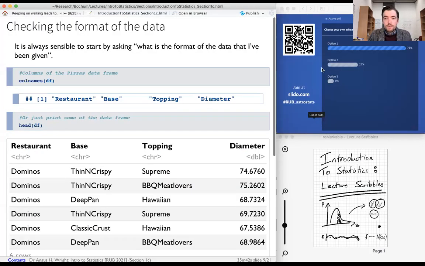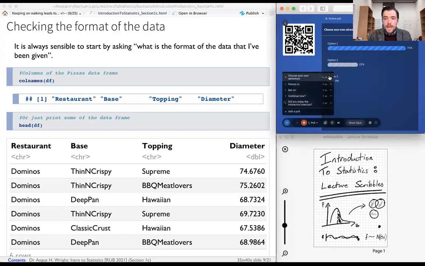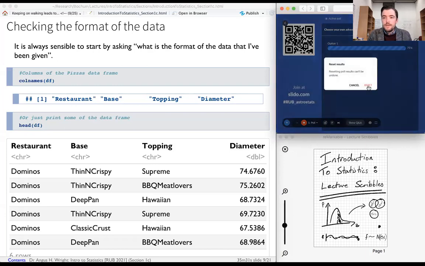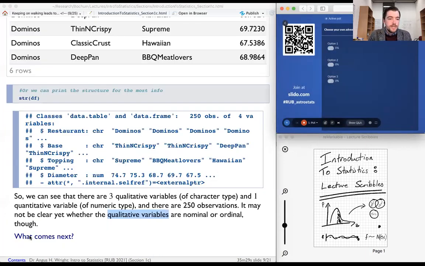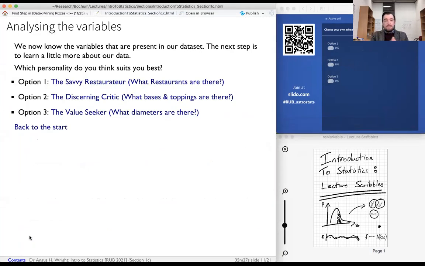Okay, so that was good. Let's go to the next step. I need to move myself out of the way. So we're going to reset the results again, and we're going to go to the next step in the process. So the next step in the process is to pick a variable that we want to analyze first. So we've got a few different options.